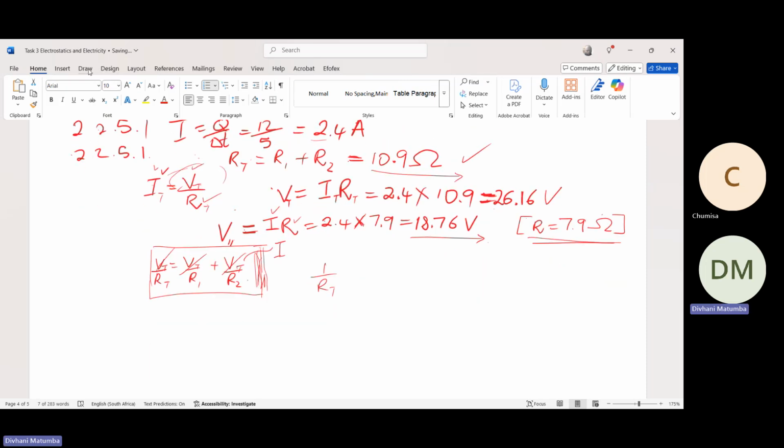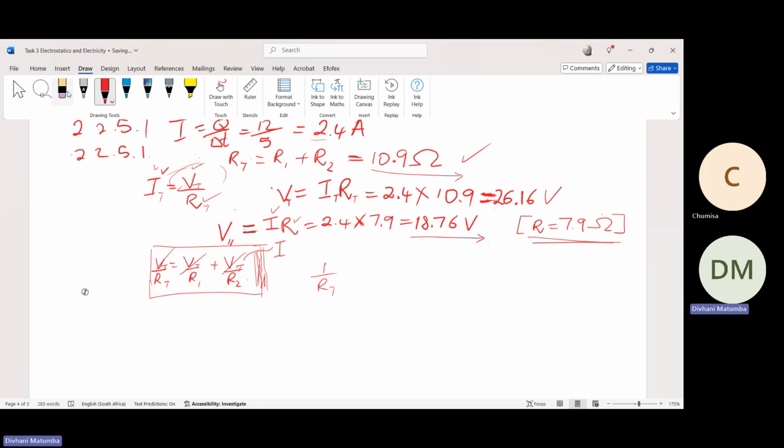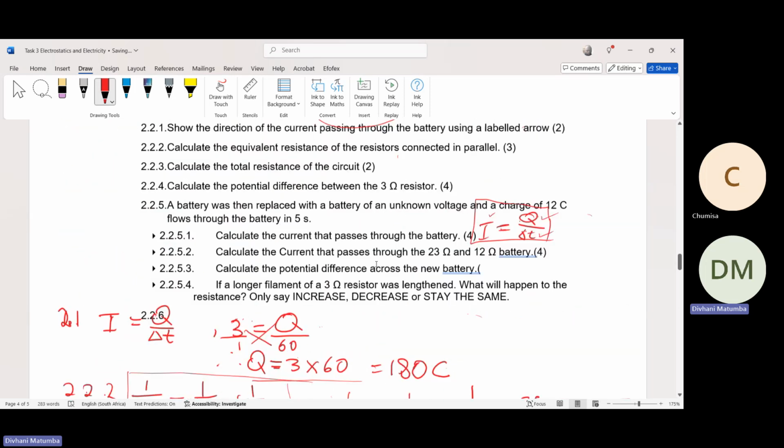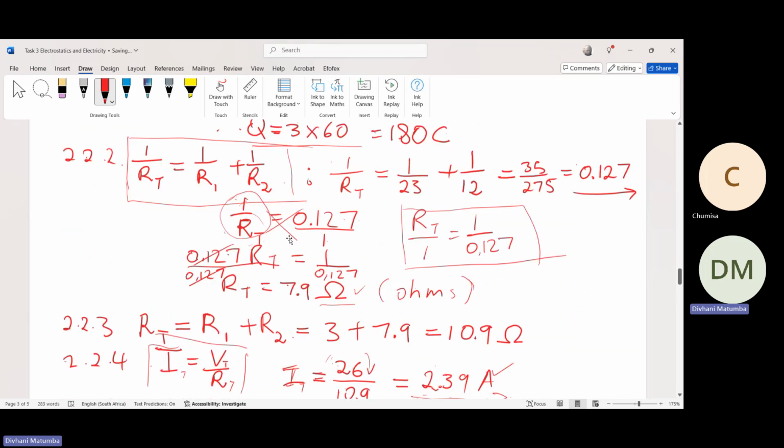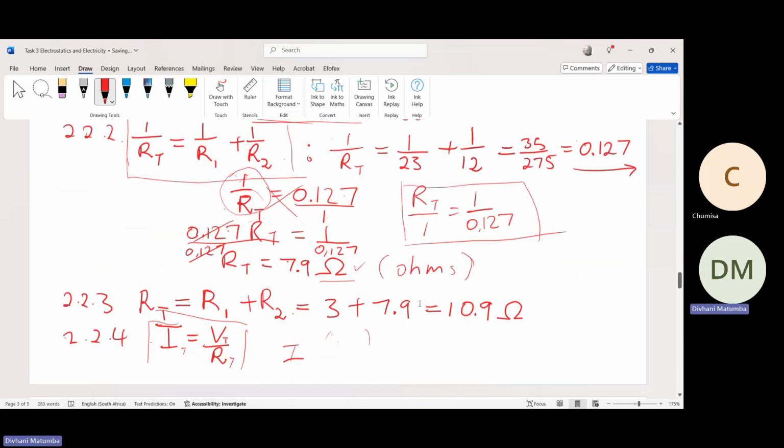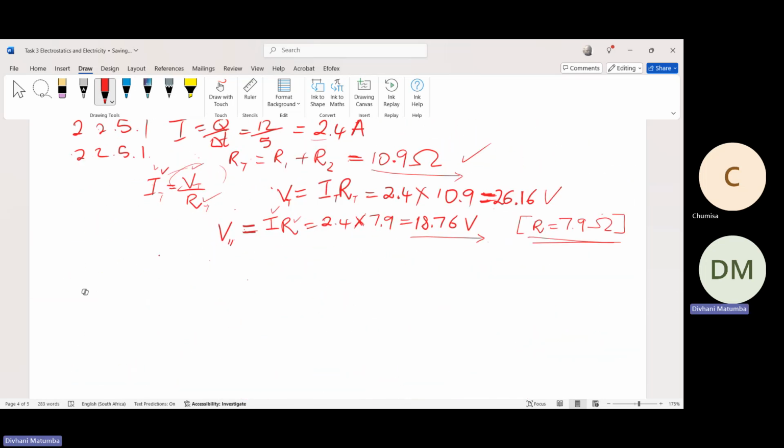If you remember from the notes, we know that the potential difference across the parallel branches of a parallel system is the same. Do you agree? Yes, sir. So they are looking for us to calculate the current that passes through 23 and 12. So what is the formula of current? Ohm's law.